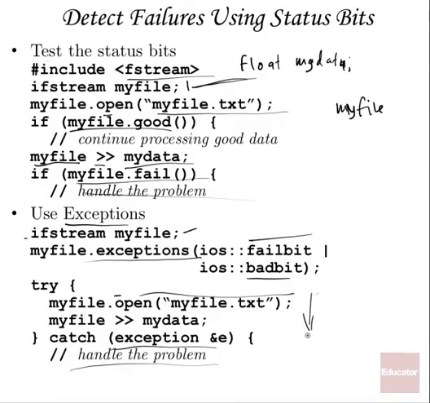So now we can say myfile, load that into my data. The same thing, if we have the text "myfile" here, when we're supposed to be having a floating point number, an exception will be thrown for the fail bit, and we have to handle that in our exception handler.